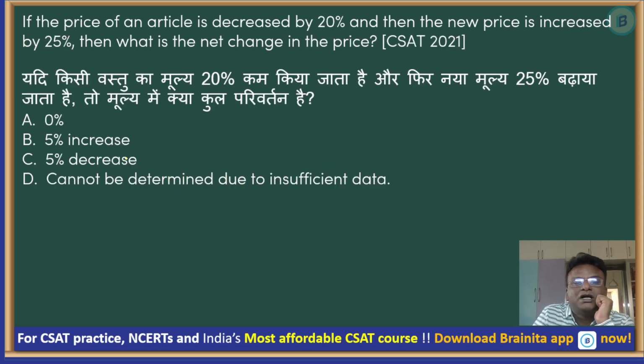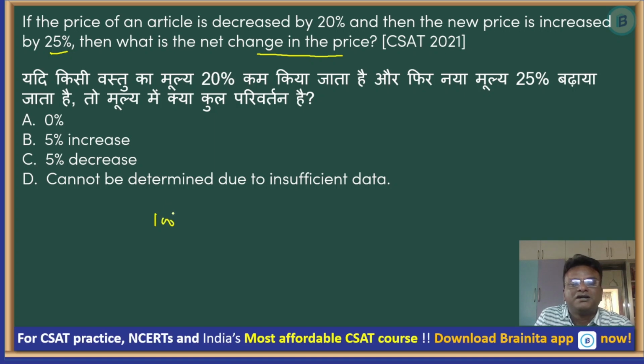If the price of an article, very simple question. See how many questions are there in 2021. We are still on 2021. I think this is some third or fourth question. So if the price of an article is decreased by 20%, then the new price is increased by 25%, then what is the net change? There cannot be a simpler question than this.